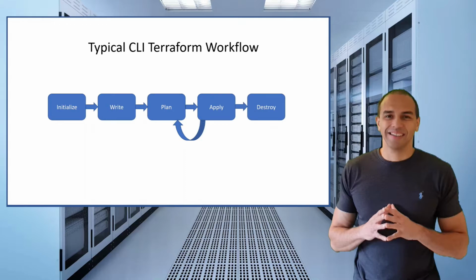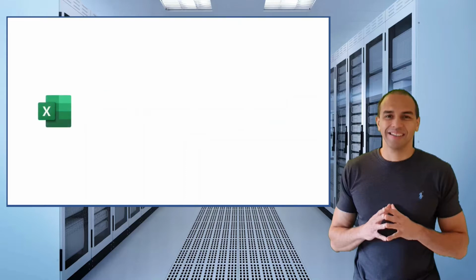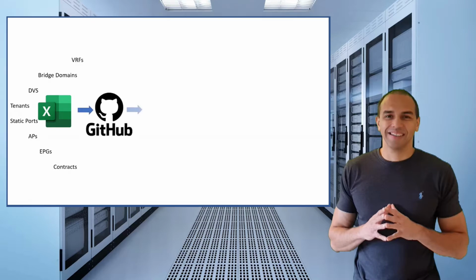You can use Terraform automation to configure many technologies, including the Cisco ACI. In this video, I will be configuring the Cisco ACI by converting configuration data that I've collected within an Excel spreadsheet, and then I will convert that data into Terraform variables. Then I'll push those changes to a remote repository in GitHub.